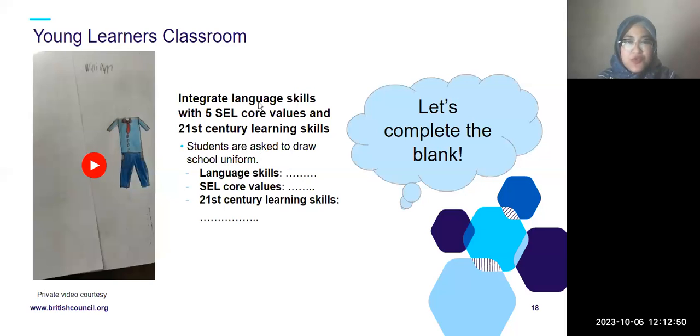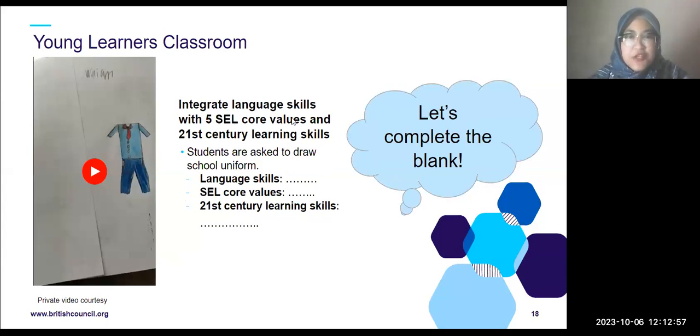Students are asked to draw school uniform here. What do you think is the language skills, everybody here? This is a young learners classroom. What do you think is the language skills here? Can you please complete the blank? Let's chat in the chat room.